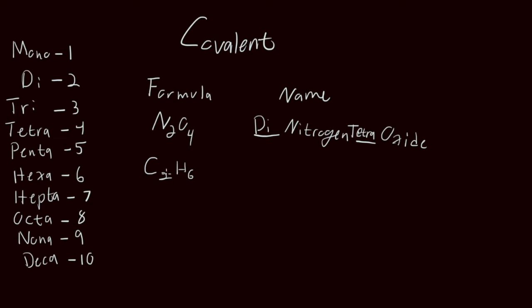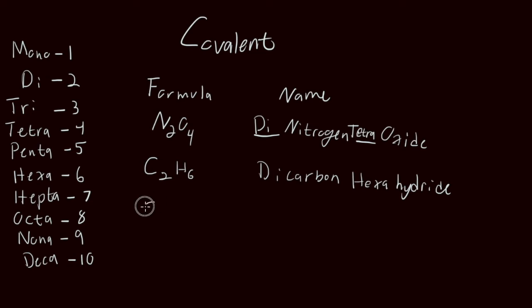How about something like C2H6? Those would be dicarbon, and then 6 hydrogens, that would be hexahydride. So pretty straightforward, right? Now there's one other rule that we need to consider, and this is the mono rule.